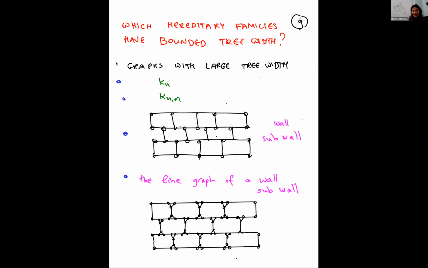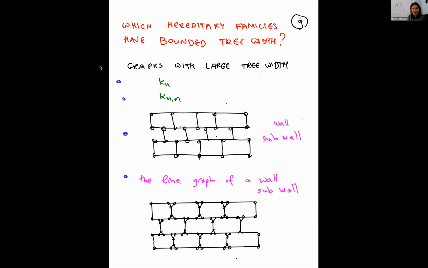But now here's a very sparse graph. It's actually a planar graph. What I've drawn here is called a wall, and then you can subdivide edges, and then it's going to be called a subdivided wall. So that's even sparser, and still it has huge tree-width. Its tree-width is the number of rows or the number of columns. And it turns out actually for subgraphs, that's the only obstruction. If you don't contain a big one of these as a subgraph, then your tree-width is bounded.